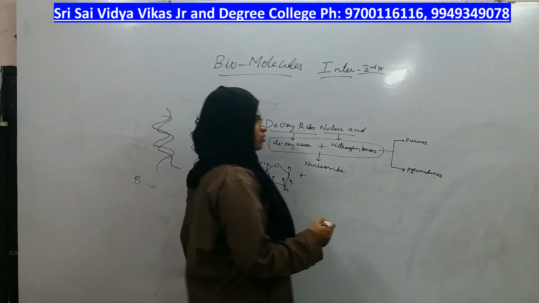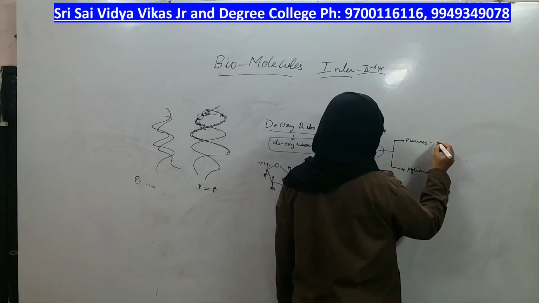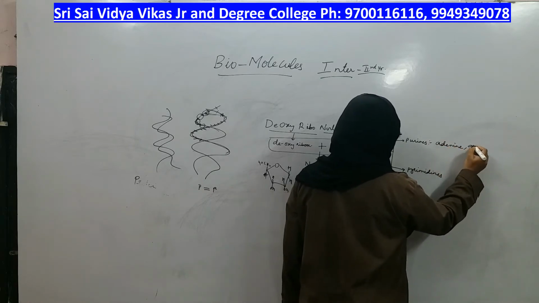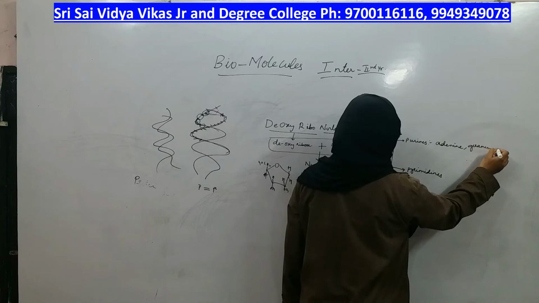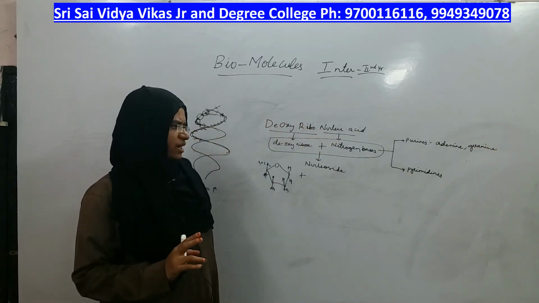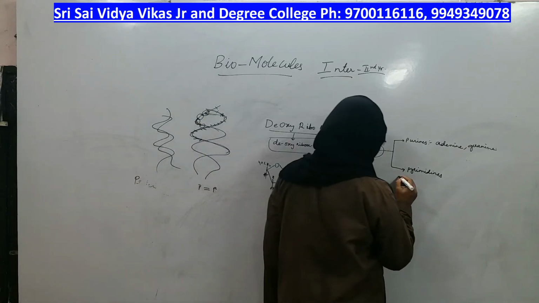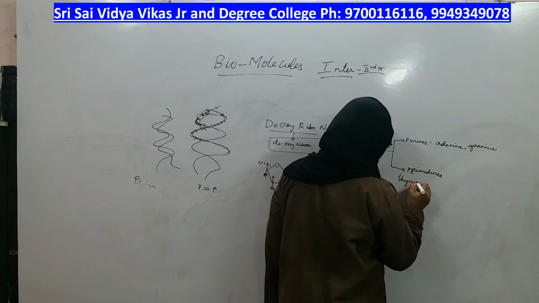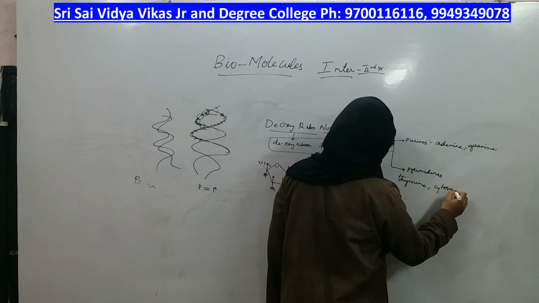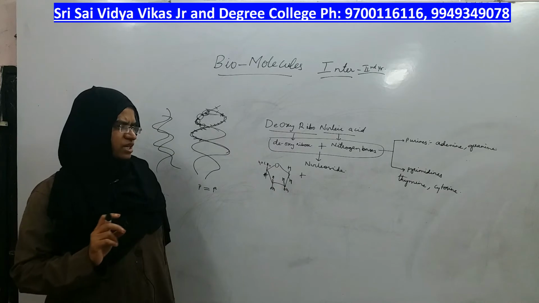In purines, which are present? The two types of purines are adenine and guanine. In the same way, pyrimidines are also of two types, thymine and cytosine. There are two types of pyrimidines as well, thymine and cytosine.